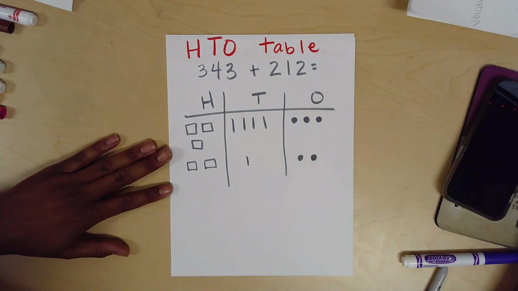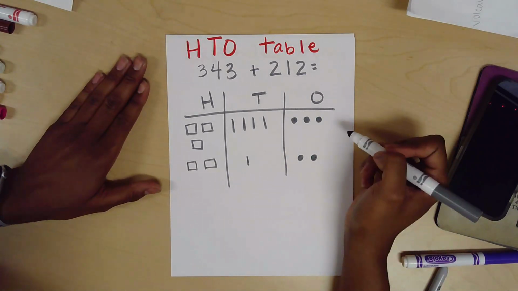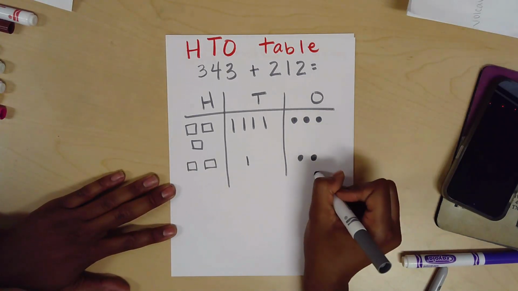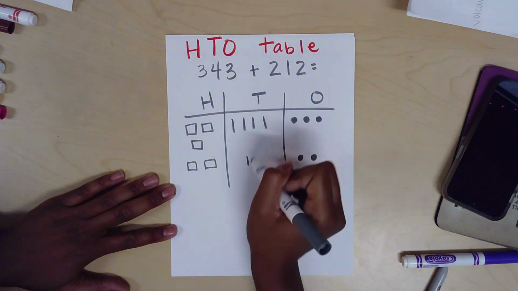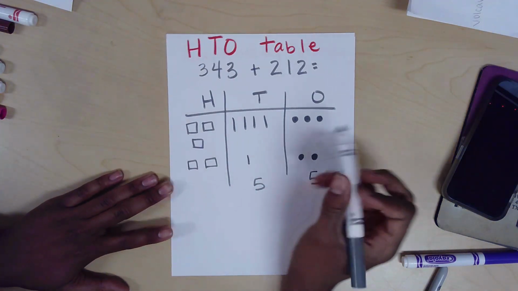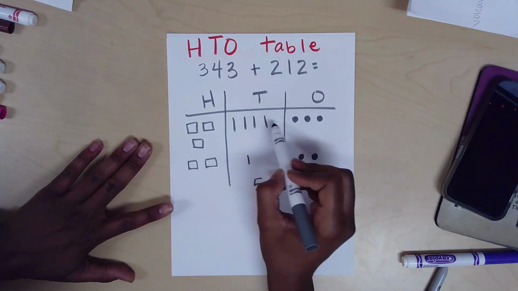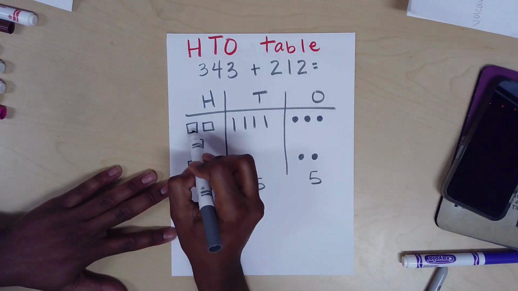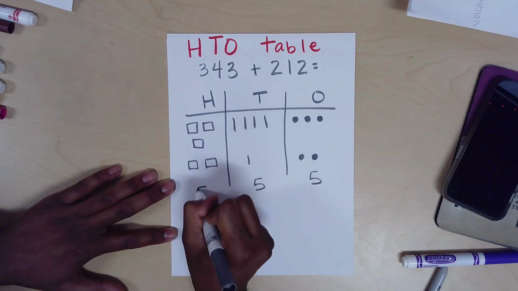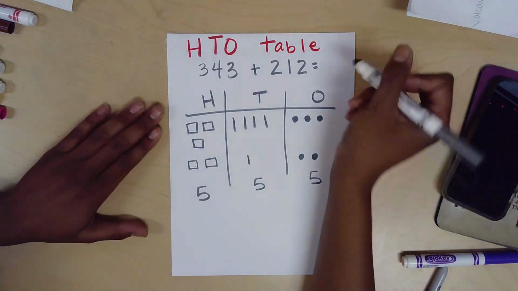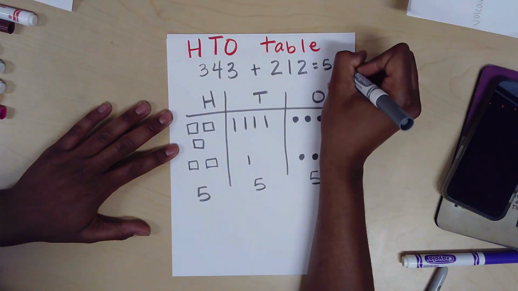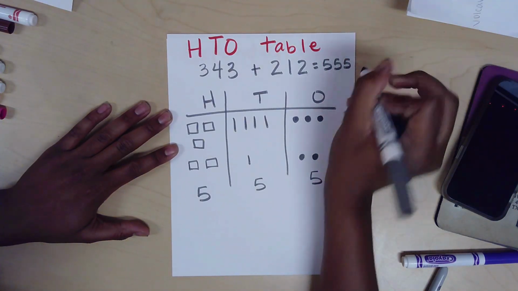Now, what we're going to do is we're going to count them up. So 1, 2, 3, 4, 5. Or when they count it, they're supposed to go 10, 20, 30, 40, 50. And then 1, 2, 3, 4, 5. So the answer to this question was 555. Okay?